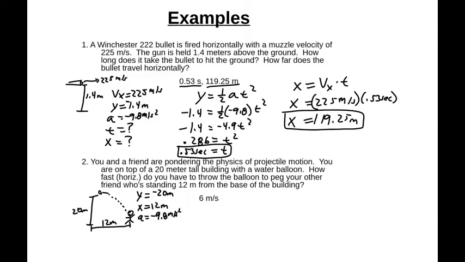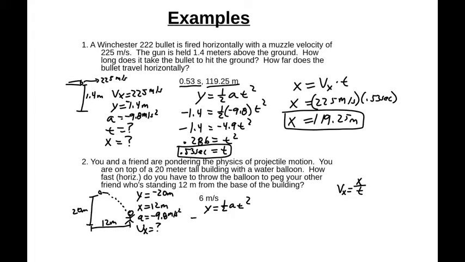So what am I solving for? How fast do I have to throw it? So Vx. Well, if I look at my equation for velocity, I know it's distance divided by time in the x direction. So I'm missing time. Well, if I use this equation, 1/2 a t squared, I can solve for time and then plug it into the second equation to find my velocity in the x direction.